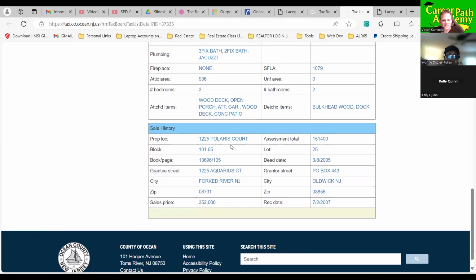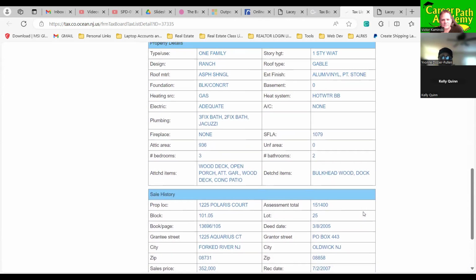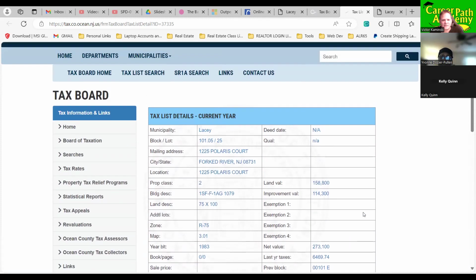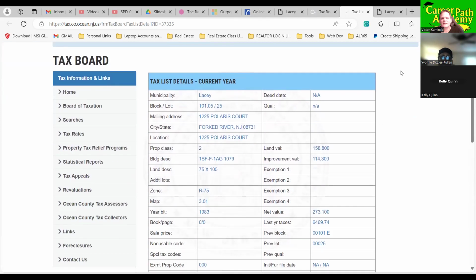Okay, let's see the sale history. In 2007, these people bought it. The seller had a P.O. box. The grantee is the buyer. This was their previous address. Maybe it's still their address and this is their summer home. Who knows? They bought it for only $352,000. Wow. Down in Lacey, huh? Check that out.